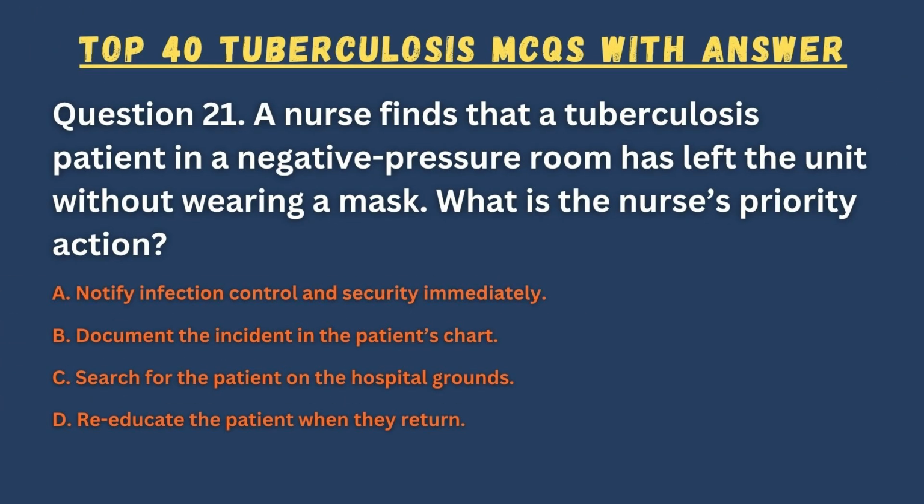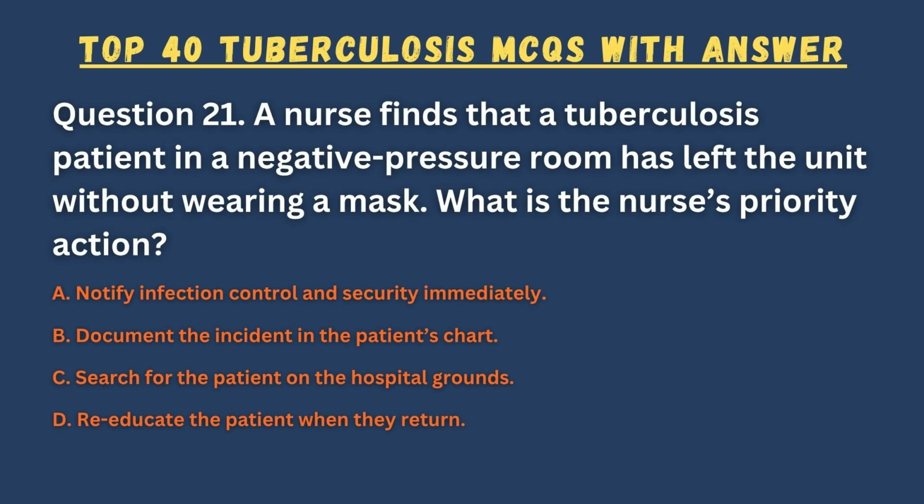Question 21. A nurse finds that a tuberculosis patient in a negative pressure room has left the unit without wearing a mask. What is the nurse's priority action? A. Notify infection control and security immediately. B.